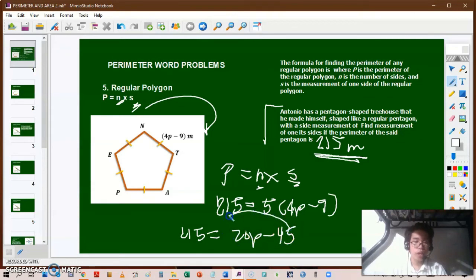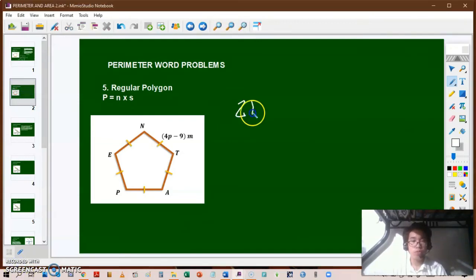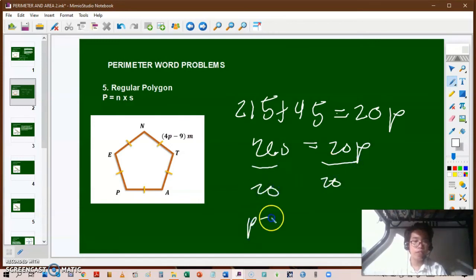And so we're going to transfer 45 to the other side. So that's going to be 215 plus 45 is equal to 20p. If we add this, it's going to be 260 is equal to 20p, and if we divide both sides by 20, we get that the value of P is 13.